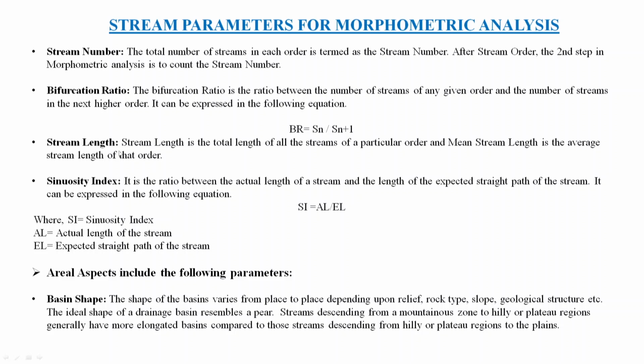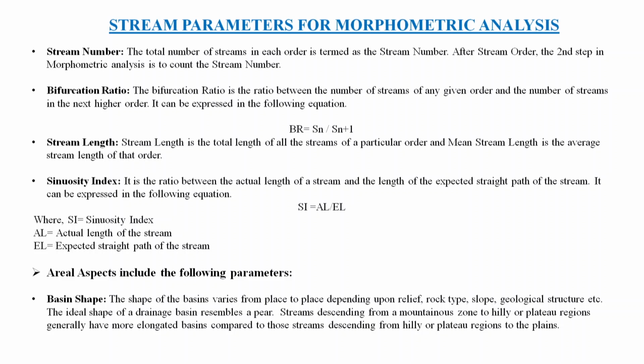Then you have the other linear parameter, that is stream length. It is the total length of all the streams of a particular order, and mean stream length is the average stream length of that order. Then you also have the sinuosity index. It is the ratio between the actual length of a stream and the length of the expected straight path of the stream. It can be expressed with the following equation, where the sinuosity index is equal to the actual length of the stream divided by the expected straight path of the stream.